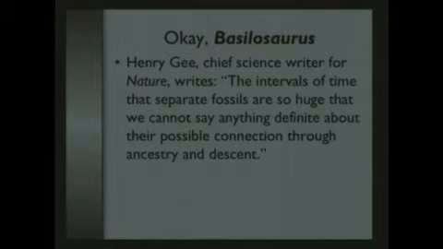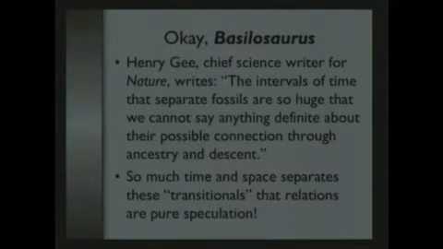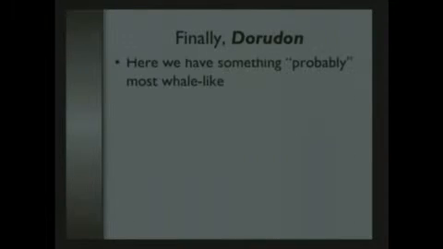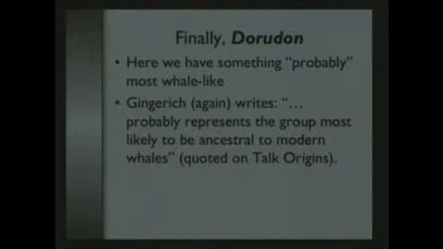And this guy writes, "The intervals of time that separate fossils are so huge that we cannot say anything definite about their possible connection through ancestry and descent." There's telling the truth. So much time and space separates these transitionals that relations are pure speculation. Even the construction of them is pure speculation. Finally, the last guy just before modern whales, Durodon. Here we do have something that probably was mostly whale-like. Gingrich, the lead researcher, again writes, "This probably represents the group most likely to be ancestral to modern whales."